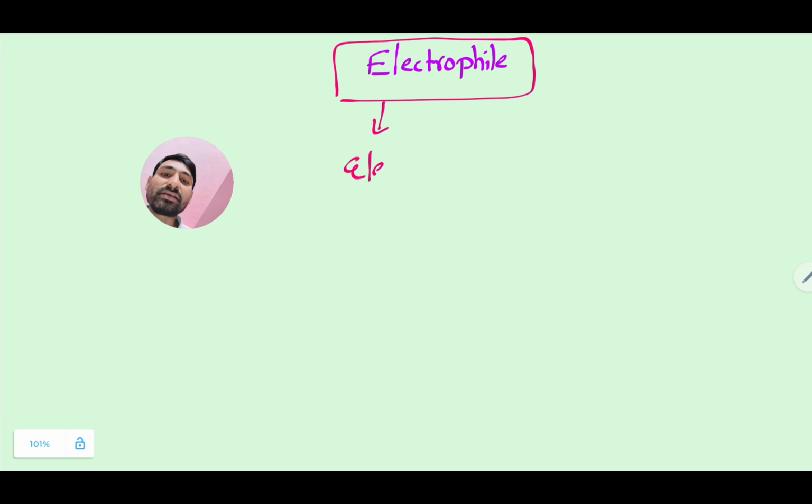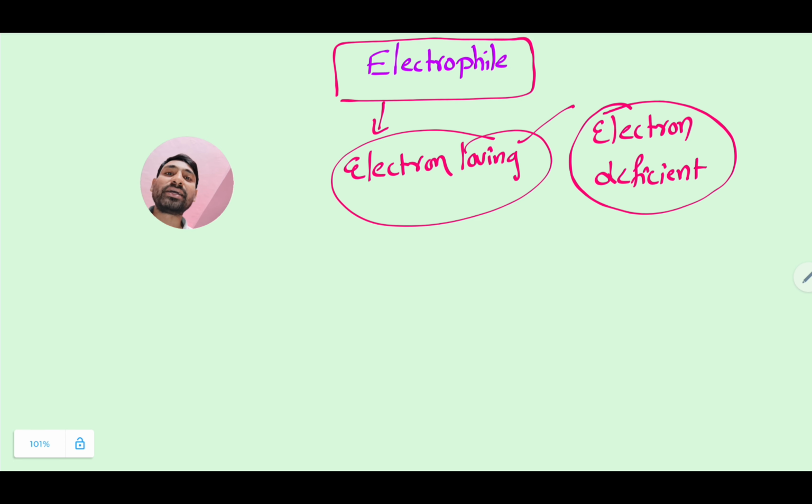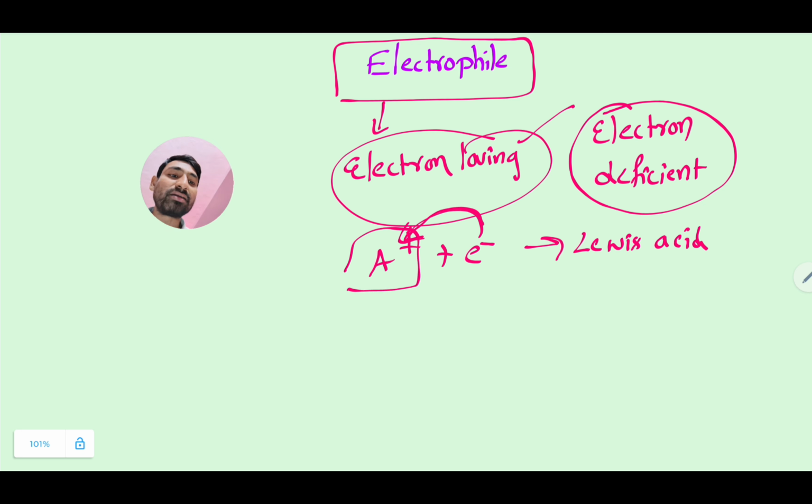Now move to electrophile. Electrophile means electron loving, ready to accept electrons. Electrophile also means electron deficient, so it is ready to accept electrons. One who accepts electrons is called a Lewis acid. Here A plus is ready to accept an electron, so A plus is considered a Lewis acid.